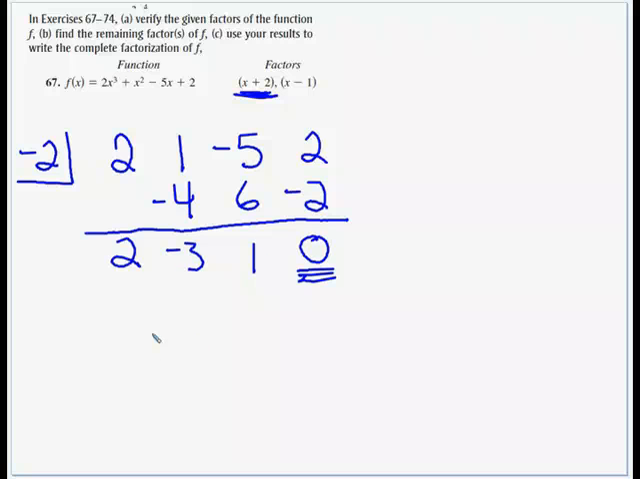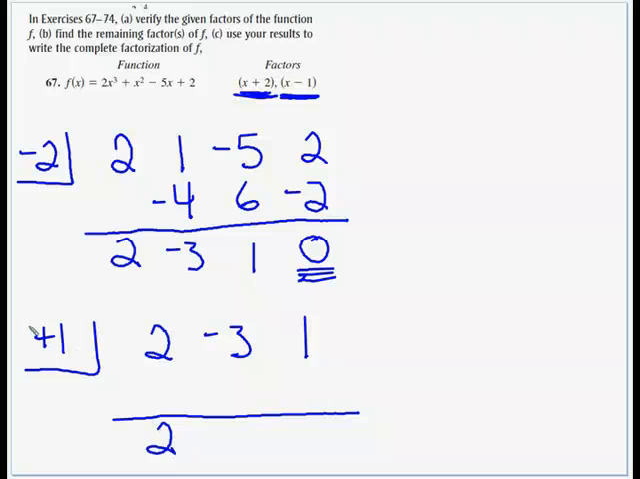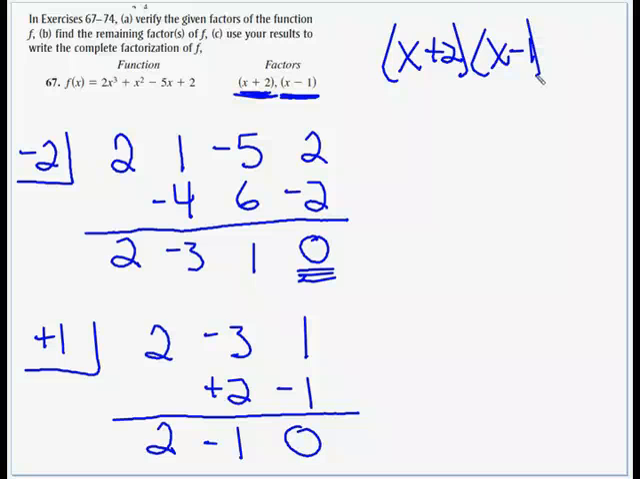We want to take that 2x squared minus 3x plus 1 and divide that by this factor. So we're going to divide here by a positive 1. And we bring down the 2, multiply to a 2, and we add negative 1. Multiply here, negative 1, no remainder. So let's see, the two factors they gave us were x plus 2 and x minus 1. And what are we left with here?